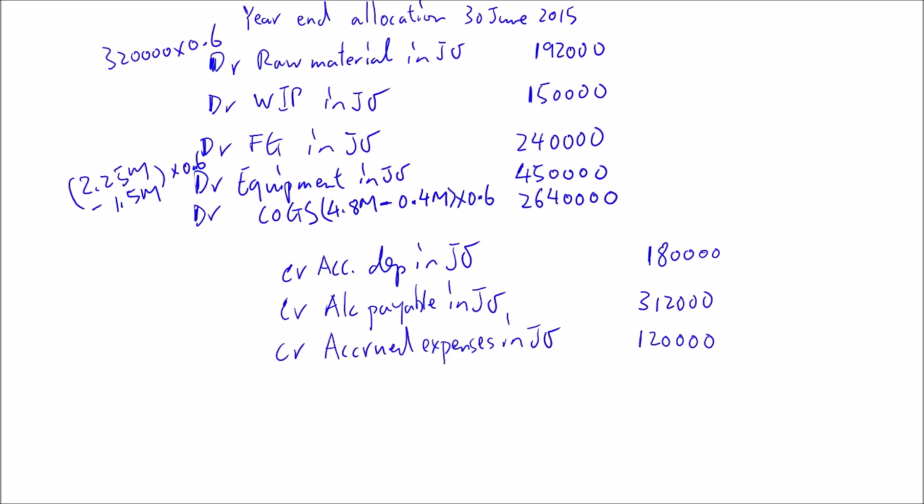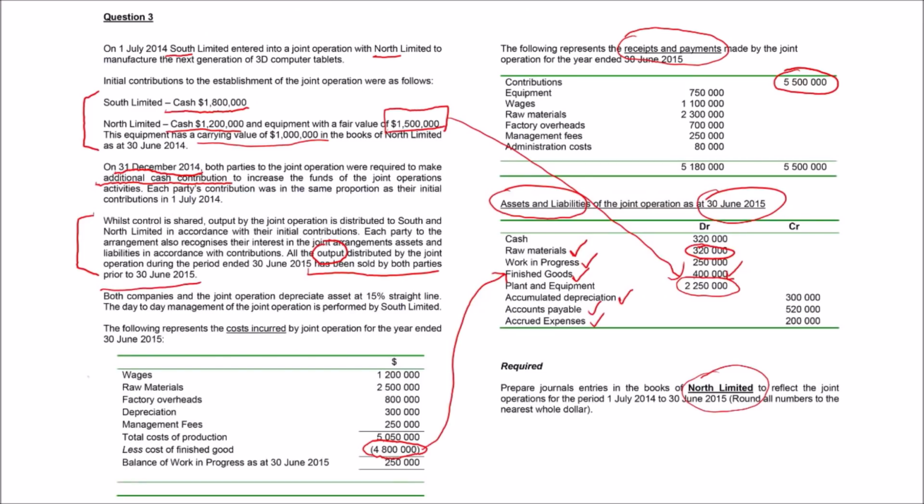Okay, so we have recognized a lot of accounts. What else do we need to do? Let's go back to the question. We have already dealt with plant equipment as well. Pretty much all the accounts we have dealt with already. The only exception is cash. Okay, before we look at the cash account, there's one additional thing you need to be careful of.